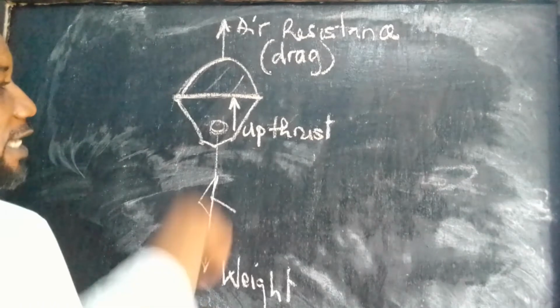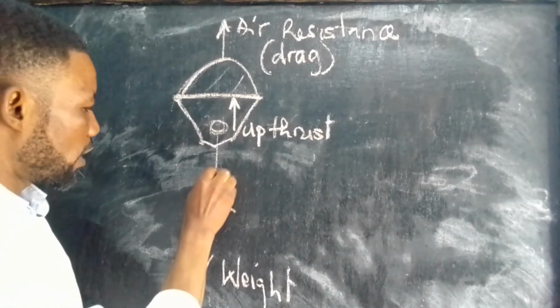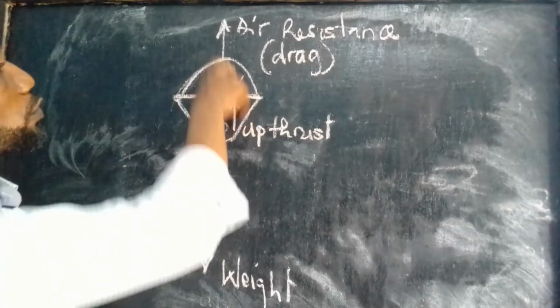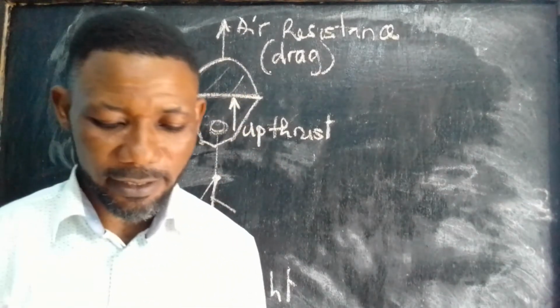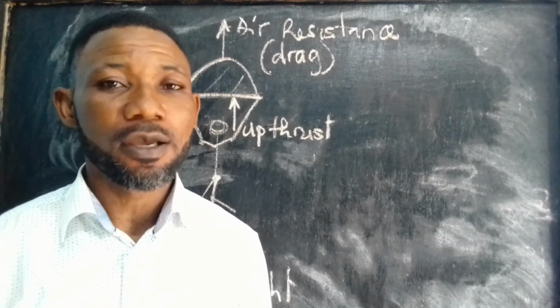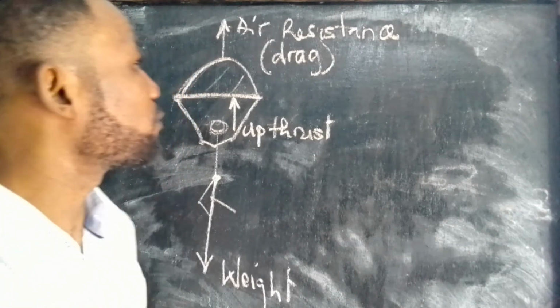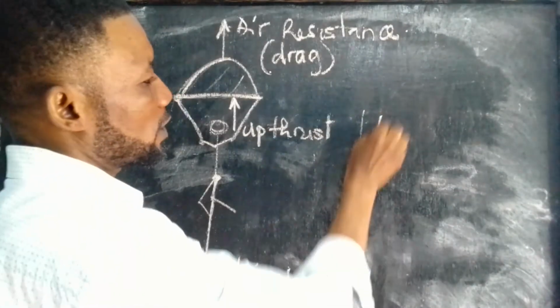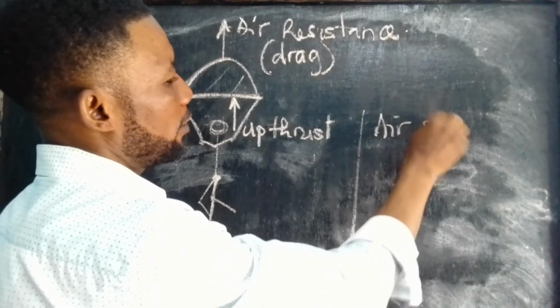Copy the diagram and indicate all the forces acting on it. We have the weight downward, we have the up thrust, and we have the air resistance. Which of these forces increases with speed? It is the air resistance.